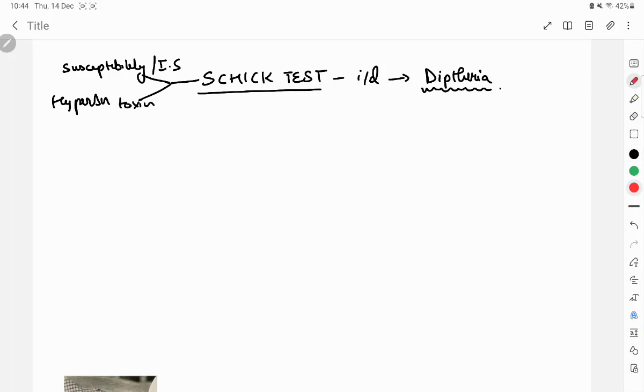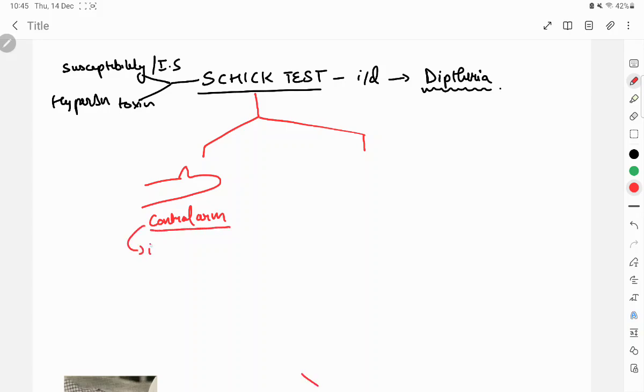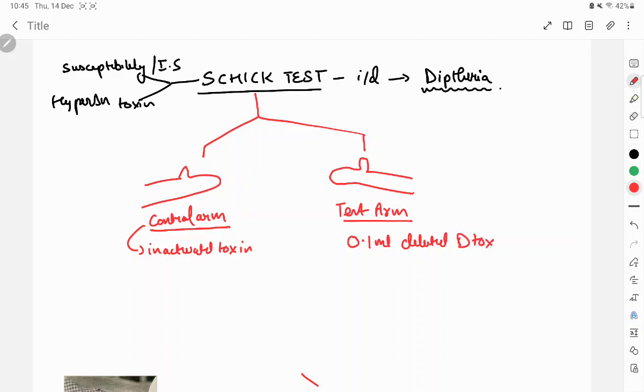So how do we proceed? We are going to use both arms for intradermal injection. The first arm is the control arm, so we use an inactivated toxin. But in the other arm, the test arm, we inject a real toxin, that is 0.1 ml of diluted diphtheria toxin. So now we have two arms with two different injections loaded.